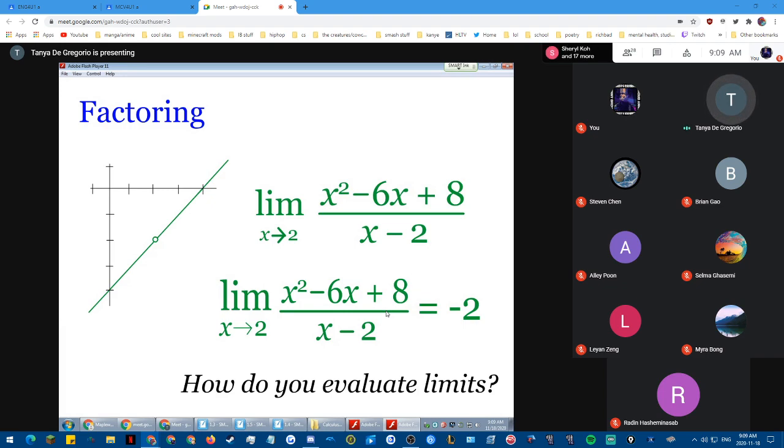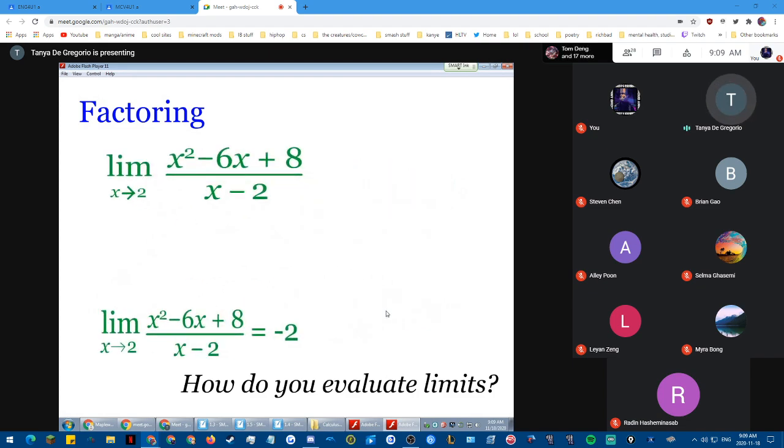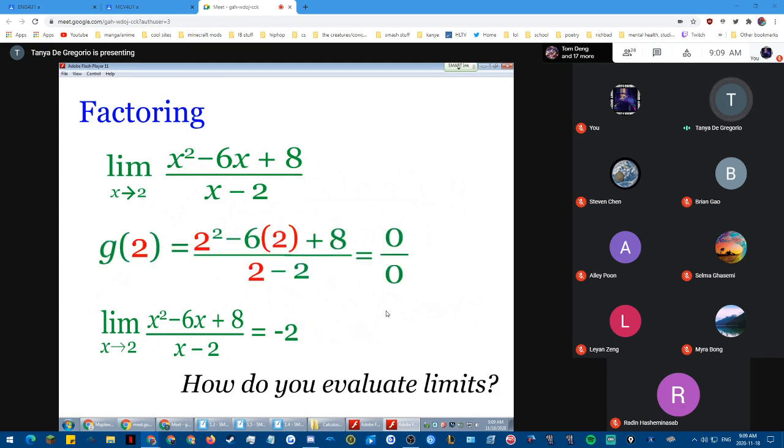However, it would be nice to be able to figure out why this is true mathematically. And to do that, we'll have to use the factoring method. As you can see, and as we saw before, direct substitution results in 0 divided by 0, which is not allowed. We'll have to resort to this new method. We'll use the factoring method because the fraction is factorable.